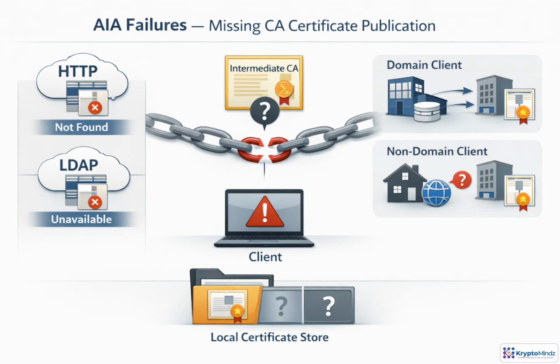When a client receives a certificate, it often doesn't have the full chain locally. It relies on the AIA URL to download the issuer CA certificate, typically over HTTP or LDAP. If those locations are missing, broken, or never published, the client can't complete the chain and validation fails. Domain-joined machines might quietly recover using Active Directory, but non-domain or external clients depend heavily on working HTTP AIA paths for interoperability.